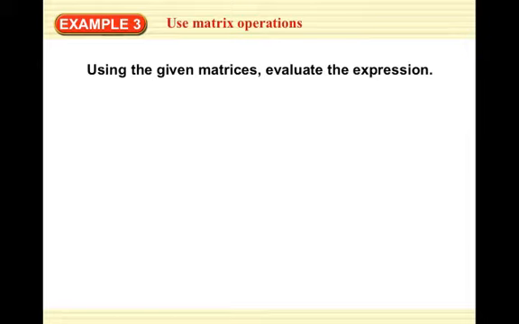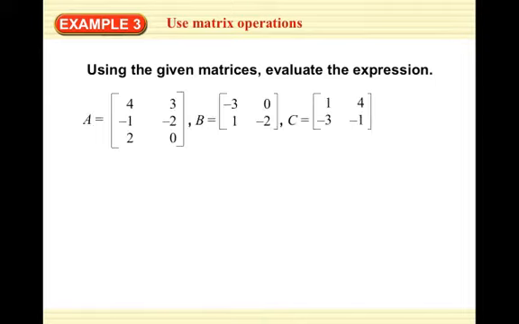We're talking about multiplying matrices. And so for example 3, we're going to use the given matrices to evaluate an expression. So we've got matrix A, which is a 3 by 2 matrix. Matrix B and matrix C are both 2 by 2 matrices. So there are some interesting things we can do.